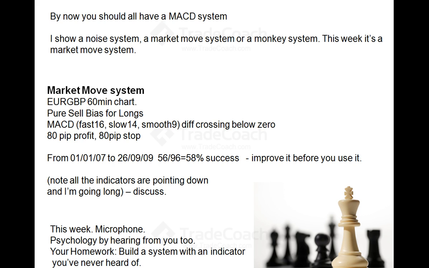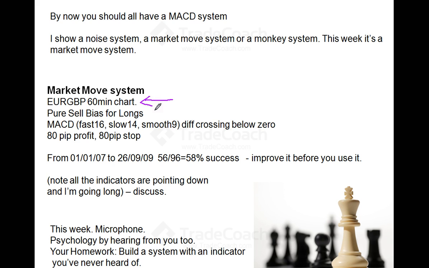Okay, good to hear from you all. I'm going to share with you my market move system as always. So normally it's a noise system, a market move system, or a monkey system. This week I'm presenting to you my market move system as food for thought.